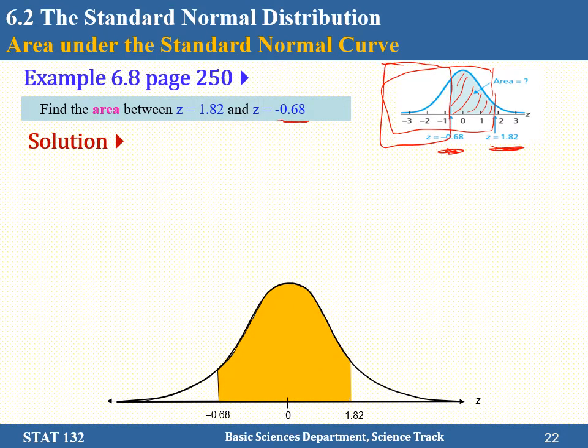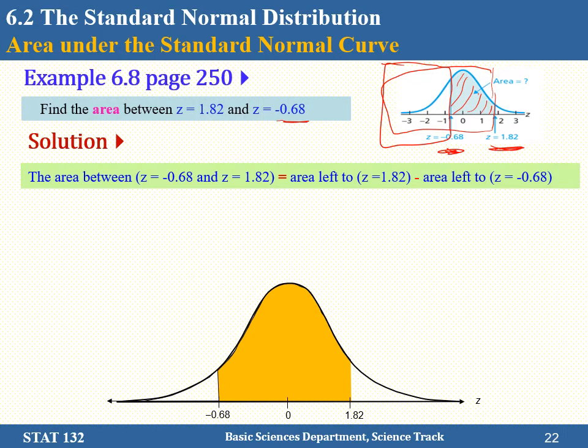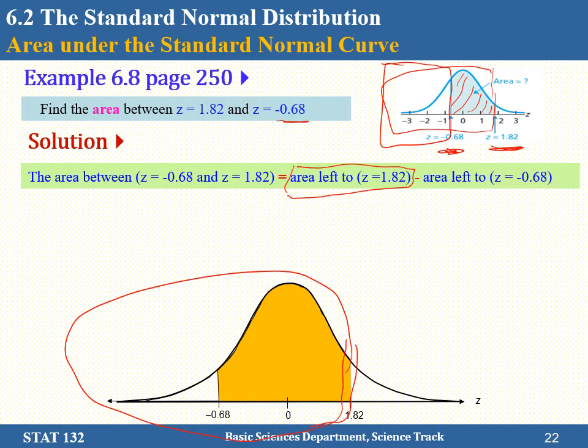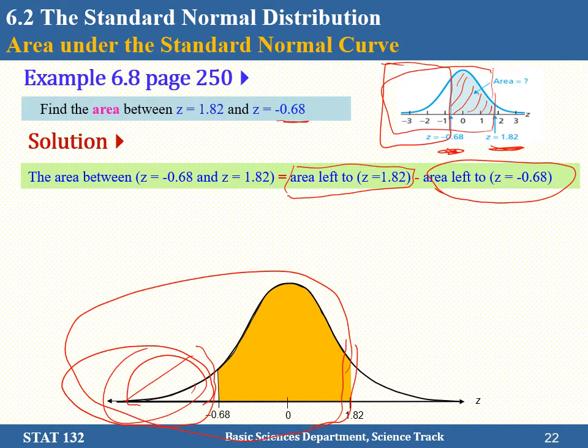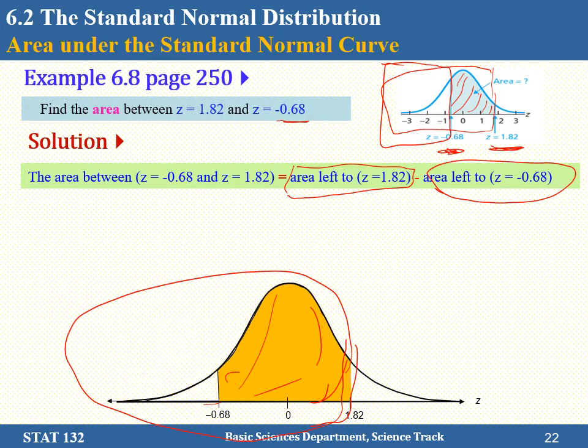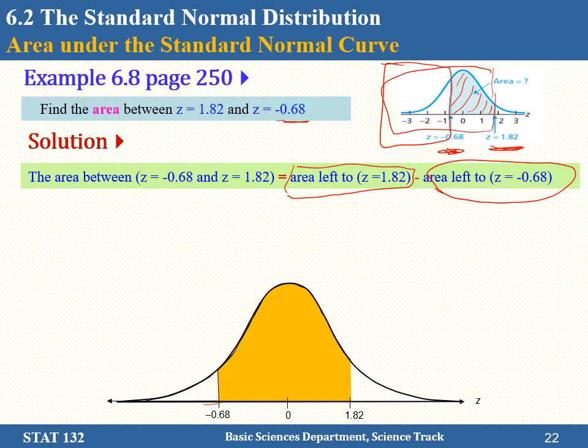We want to find this part, but first we have to find the area to the left of z equal to 1.82, which is this part here. And then the area to the left of z equal to negative 0.68. We will subtract this area from the big area, and then we'll get this one. How can we get the left area? By using the table. So we will get them by using the table here, and then we'll get these values.